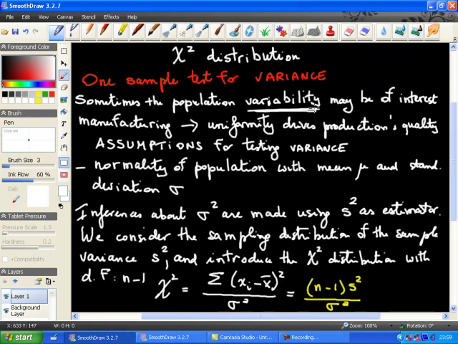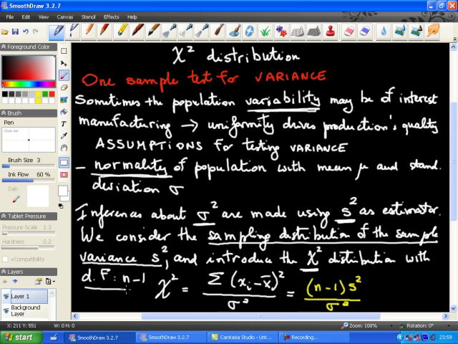We look at the chi-square distribution, which is used to test variance in the one sample situation. Assumptions for testing variance basically are the normality of the population. So we are looking at a population with a given mean mu and the standard deviation sigma, which is normally distributed. The inferences about variance, so about population variance sigma squared, are made by using sample variance S squared as an estimator.